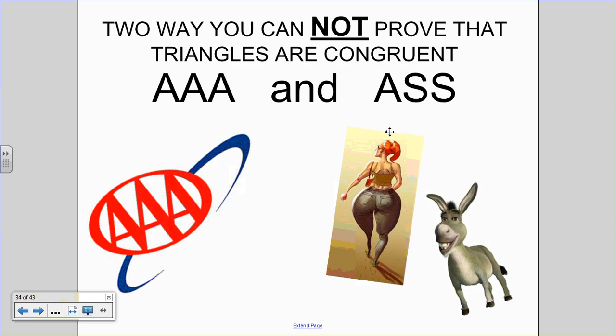Two ways you cannot prove triangles are congruent are by AAA and ASS. Those two are not going to prove that triangles are congruent. In other words, just because three angles are congruent does not mean the triangles are congruent. If you have one angle and two sides where the sides are across, where the angle is not between the sides, it doesn't work.